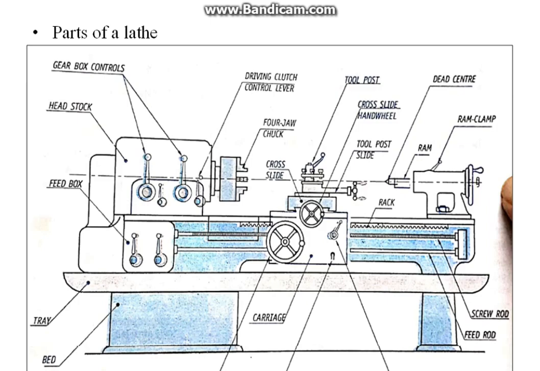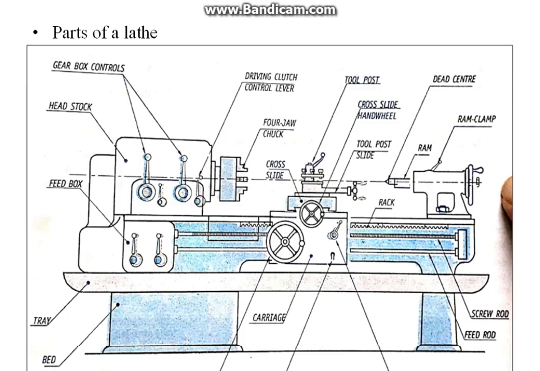In the carriage assembly, the parts are as follows. First one is the saddle. It can be made to slide along the bedways and supports the cross slide, compound rest and tool post.